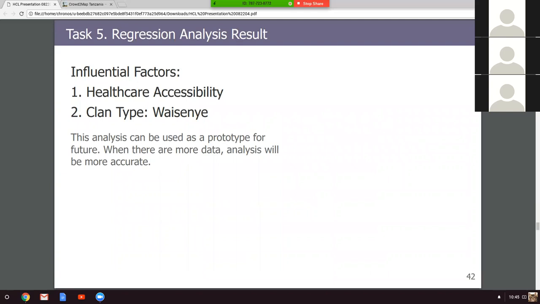After running the regression, healthcare accessibility and clan type Wasanya are showing as significant. With 32 data points, it may not be very accurate. However, this is good to be used as a prototype for further analysis. When Crowd2Map feeds in more data, the model will get more accurate.